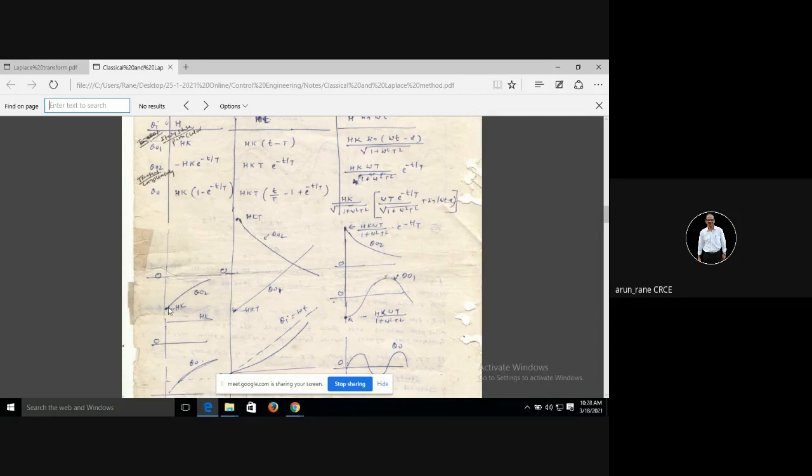So when t is equal to 0, what will be my theta O2? T is equal to 0, so e raised to 0. So e raised to 0 is 1. So this value will be minus hk. Did you get this? This will be minus hk, isn't it? So minus hk will be this.